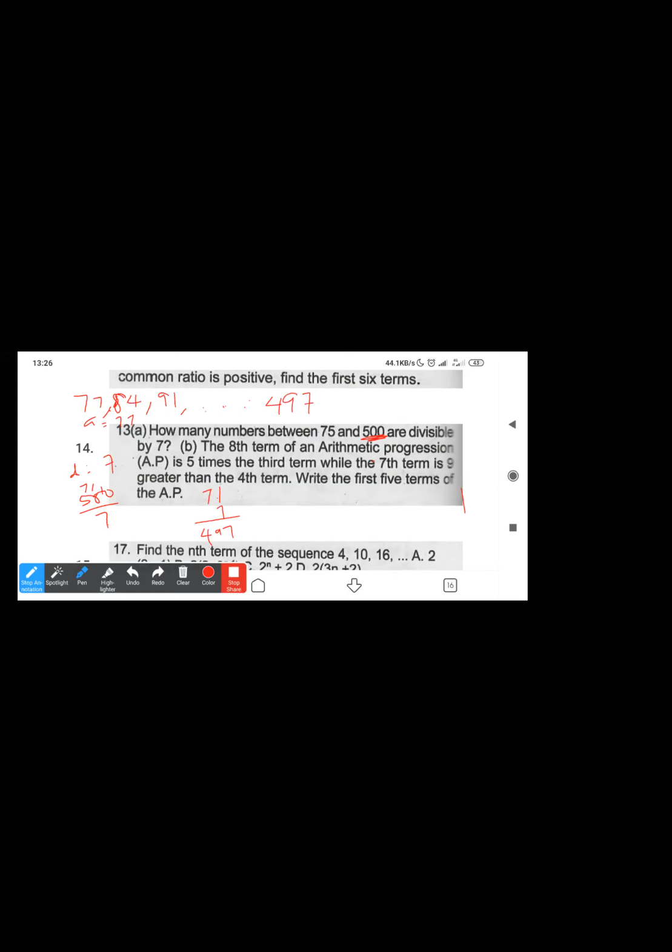So since you have got the first number, the last number, and the common difference, you just use Tn equals A plus n minus 1 D. I'm not going to do it. Tn is 497, our A is 77, and our n is what we are looking for. They say how many numbers, so we are looking for n. And the D, you have got it to be 7. So that is how we can do that.